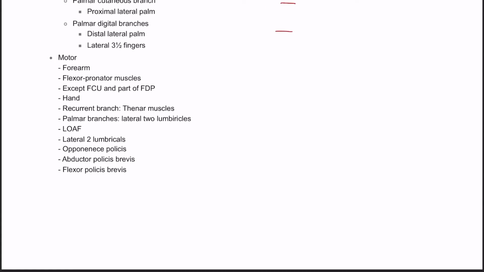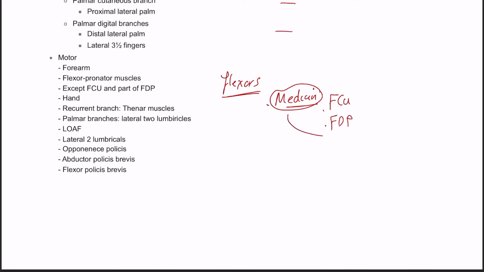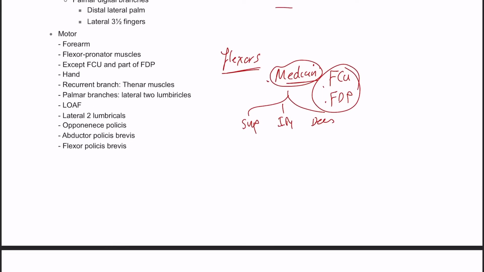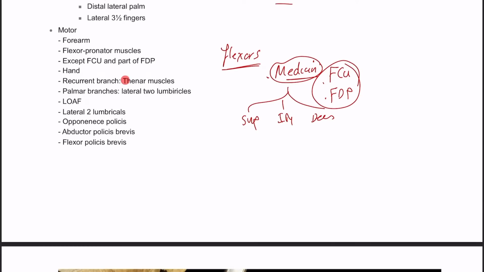And the muscles, we talked that the flexors of the forearm are all supplied by the median nerve, except for two muscles, which are flexor carpi ulnaris and the medial half of the flexor digitorum profundus. Remember, we classified them into superficial group, intermediate group, and also deep group, except those two, which are not supplied by the median nerve. It also supplies the thenar muscles, which are basically at the base of the thumb, and finally the lateral two lumbricals, opponens pollicis, abductor pollicis brevis, and the flexor pollicis brevis.